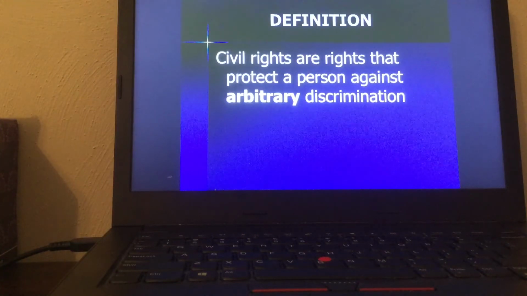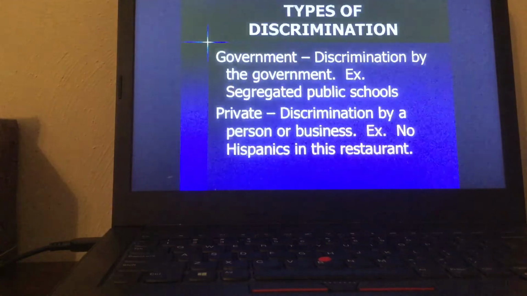So a murder law treats killers differently than it treats non-killers, and that's the kind of discrimination that I think and hope most of us are okay with. That murderers go to jail, the rest of us don't. What civil rights protect against is arbitrary discrimination. And arbitrary in this context means discrimination that doesn't make any sense, that's not for a good reason, that's not based on fact. So what we're going to look at is, with civil rights, two types of discrimination.